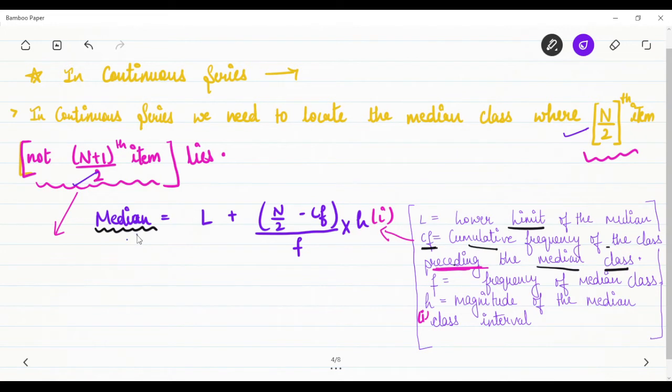So the median formula in the continuous series is L plus (n by 2 minus Cf) upon f into h, where h can also be known as i. This is the difference between the class intervals. What is L here? It is the lower limit of the median class. Cf is the cumulative frequency of the class preceding the median class. So first we need to locate the median class, and the value preceding it is known as the cumulative frequency. Then f is the frequency of the median class, and h is the magnitude of the median class interval.